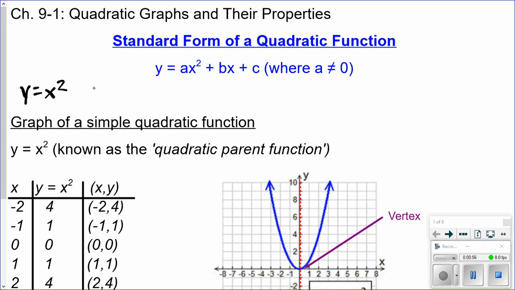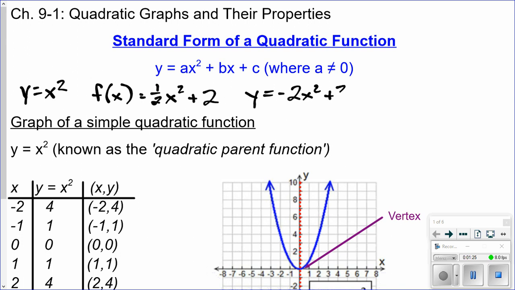You could see it written in function notation. So you could have f of x equals, a could be a fraction, so 1/2 x squared plus 2. So that's a quadratic function. The a value could be negative. So how about y equals negative 2x squared plus 3x minus 1. So in that case, we have a b value and a c value. And the b and the c can be positive or negative. So all of these are examples of quadratic functions.